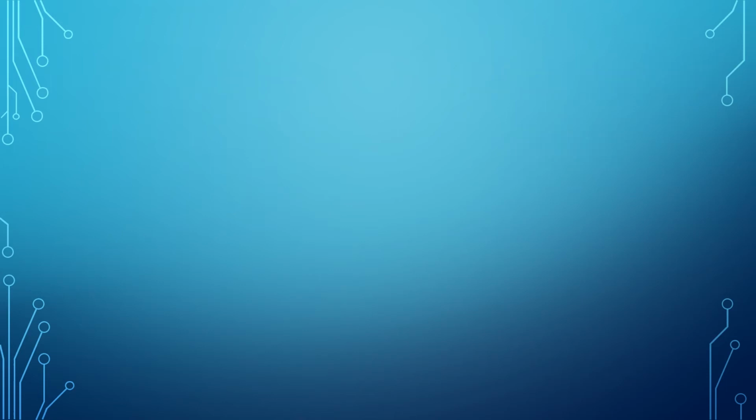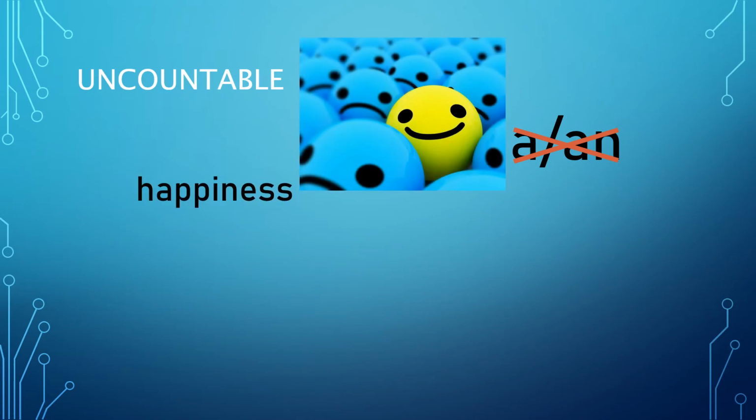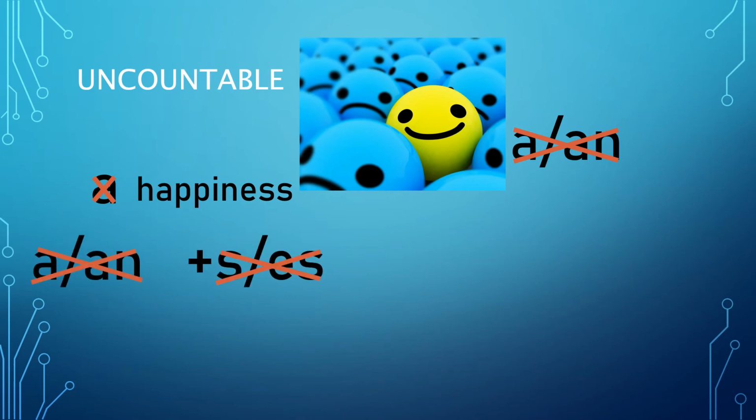Now let's look at what is an uncountable noun and how is it different. An uncountable noun is a noun where we do not use "a" or "an" in front of it. For example, an uncountable noun is happiness. We can't say "a happiness." We do not use "a" or "an". We also don't add "s" or "es" because you can't count it.